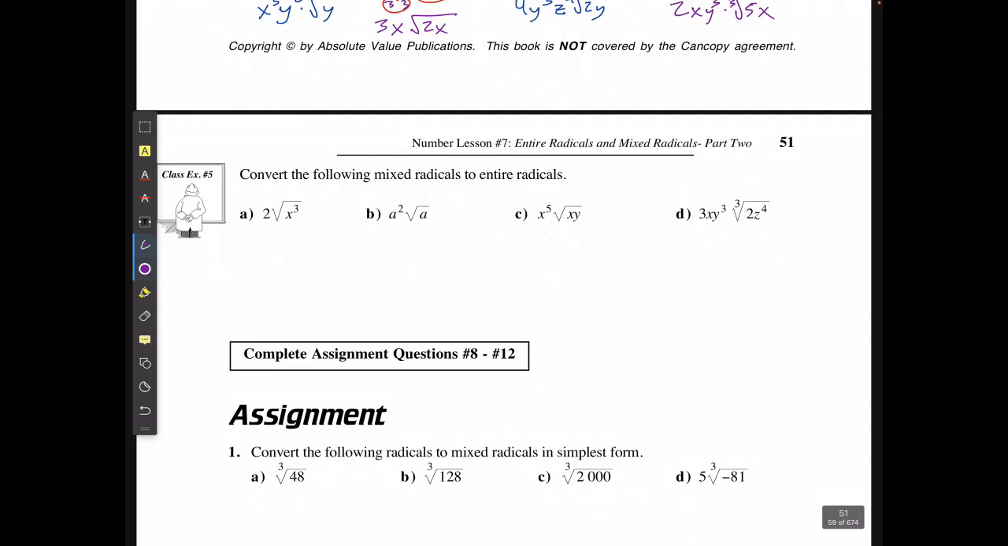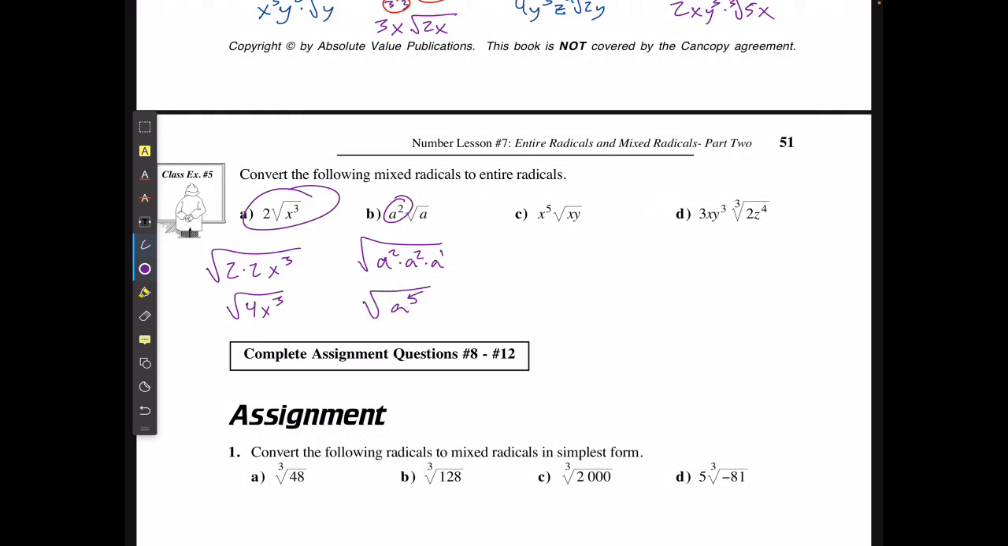If I'm moving them back inside, I'm doing the exact same process that I did in all the other cases. If I want to move this all into one group, then I've got to multiply 2 times x to the 3, which was already in there, and I get the square root of 4 x to the 3's. If I have a squared I want to move in, then it's just going to be a squared times a squared times a, which would actually be a to the 1, and then I just add up the exponents. And I get a to the 5.